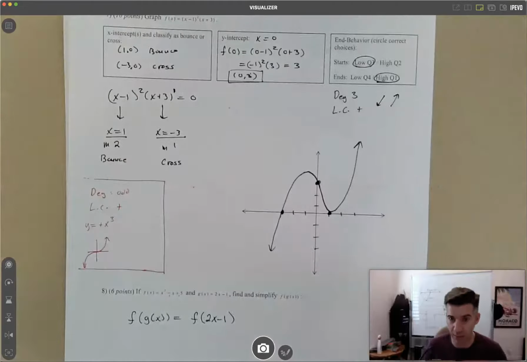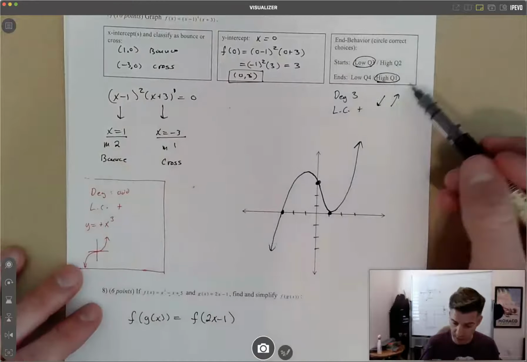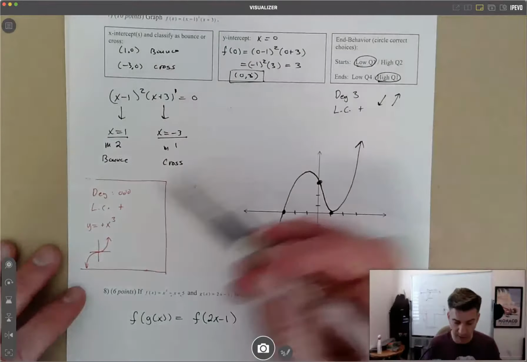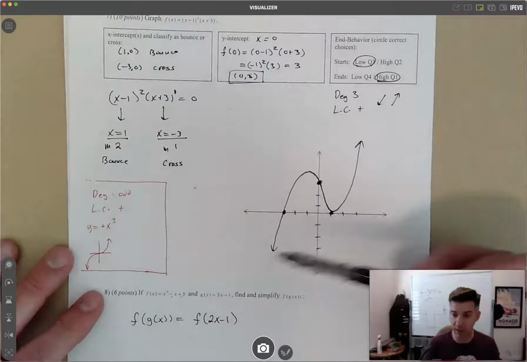Also, I'm remembering that when the degree is odd, I know it's going to be opposite directions. One side goes up, one side goes down. And when the leading coefficient is positive, eventually it gets very, very positive at the end. So in the beginning, it has to start very, very negative.